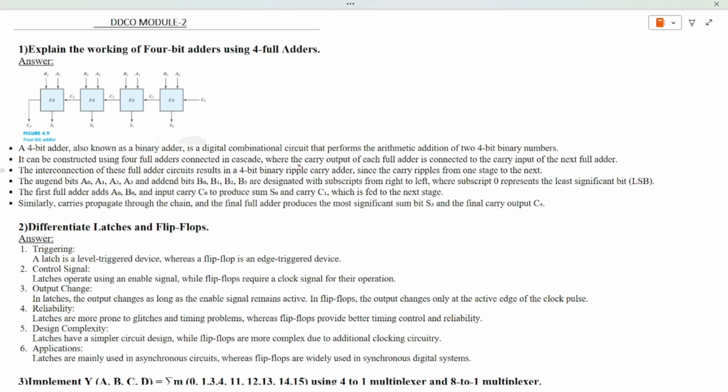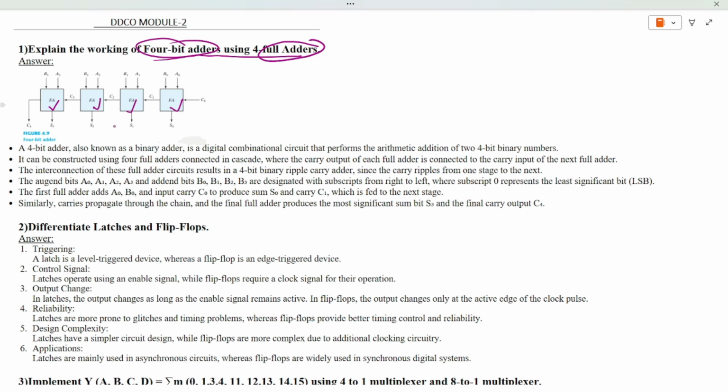Okay, see what they have asked. First question: explain the working of a 4-bit adder using full adder. Okay, now we have to use this full adder, and you have to construct a 4-bit adder. How can you do it? See, here there is one full adder, there is one full adder, there is one full adder, and there is one full adder. How many are there? 1, 2, 3, 4.